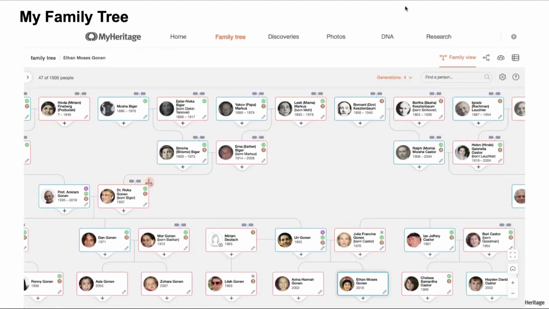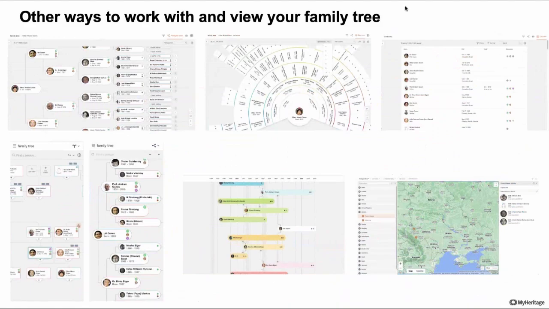Here is the family tree. This is actually my family tree. You can see here myself, my children, brothers, sisters, parents, grandparents, and so on. I have over 1,500 people in my tree. I should probably do more, but I'm more focused now on providing features for you to do that. And as I mentioned before, here are some screenshots of different ways to work with your tree.